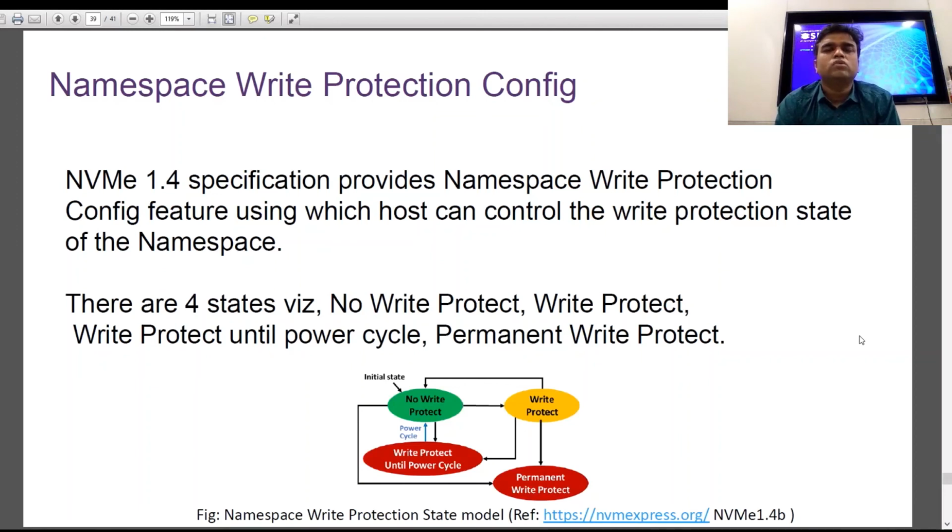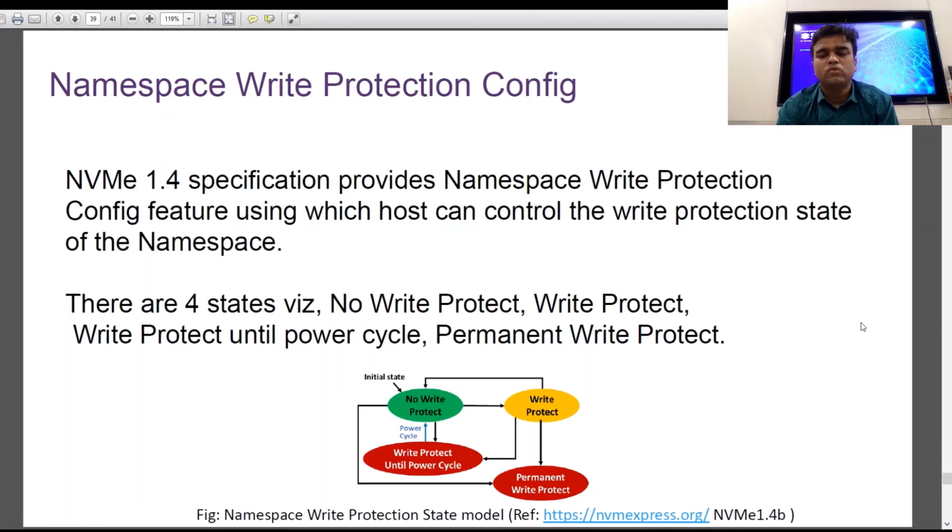Also, the specification talks about different states of namespace write protect. One is no write protect, which is the default state in which the namespace will be present once it is created. After that, we have a write protect state. Then we have write protect until power cycle, which lasts only until power cycle. After power cycle is applied, it will go back to the no write protect state. And we have a permanent write protect state, which is permanent, as the name suggests. It permanently write protects a namespace until it is deleted.